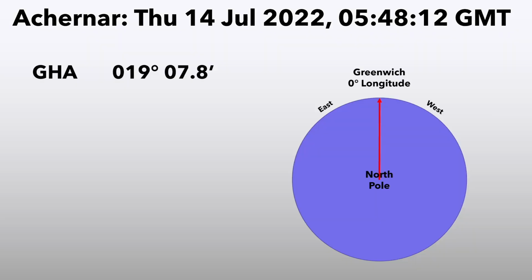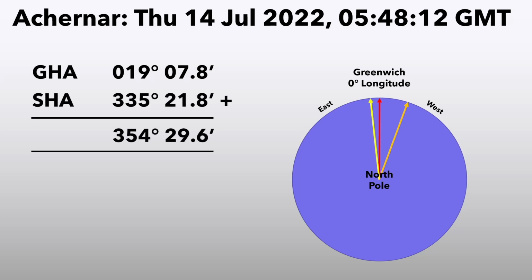And now we need to translate that into a latitude and longitude. In this diagram, we're looking down on top of the Earth, and we've lined up Greenwich at our 12 o'clock position. From the previous step, the Greenwich hour angle is 19 degrees and 7.8 minutes, and we rotate clockwise to get this orange arrow. Then we apply the sidereal hour angle of 335 degrees and 21.8 minutes, and we end up at the yellow arrow. And that yellow arrow works out to be 5 degrees and 30.4 minutes east of Greenwich, and that's our longitude for the GP.